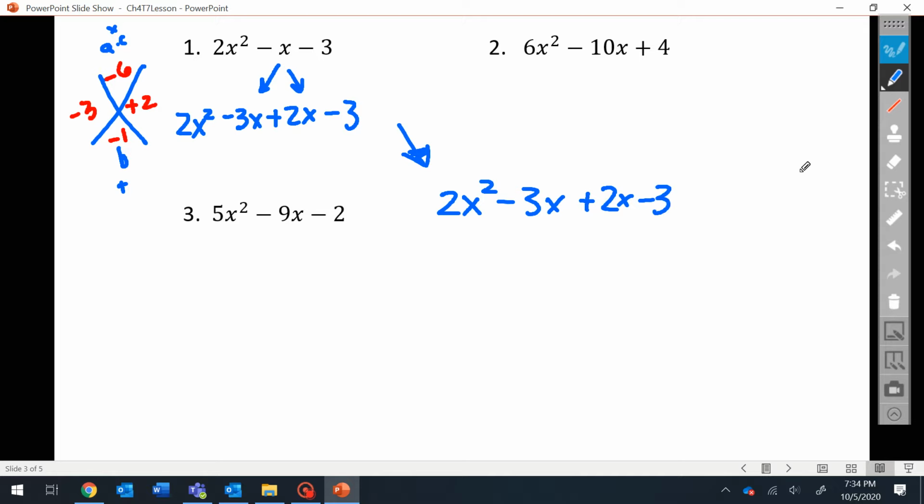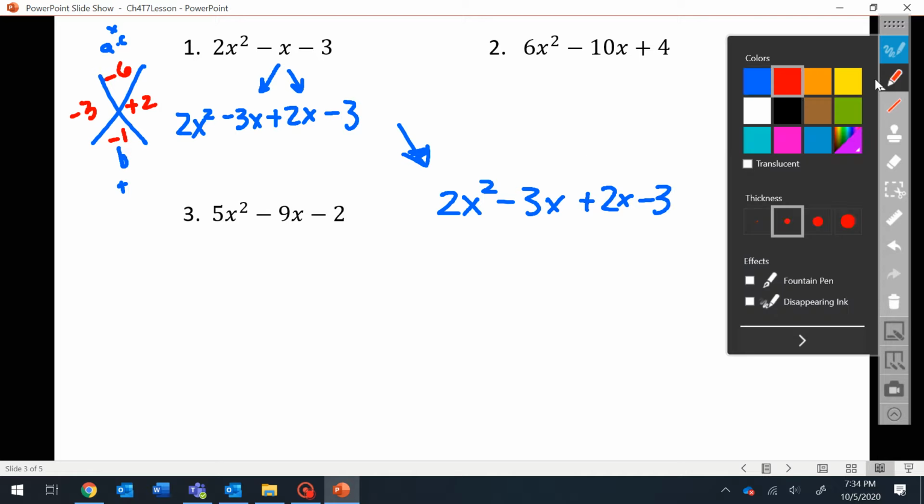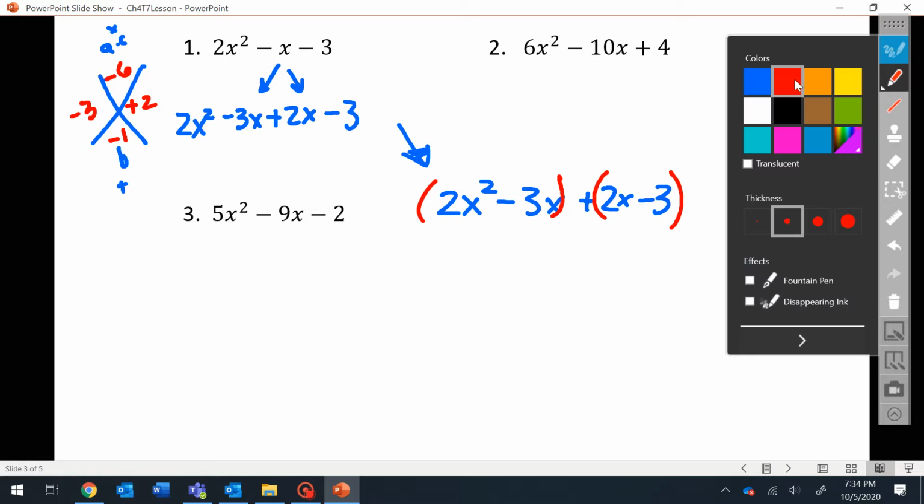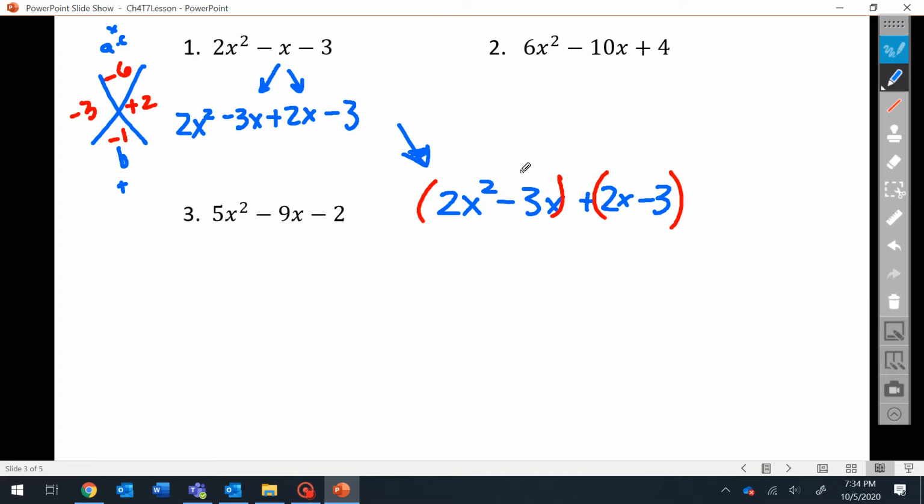So what we have is 4 terms. We're going to group the first 2 terms together, and we're going to group the second 2 terms together. In each of these groups, we're going to factor out the GCF. So factor out the GCF of the first group and factor out the GCF of the second group. Even if it's 1, we're still going to factor it out.